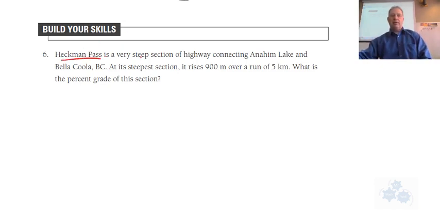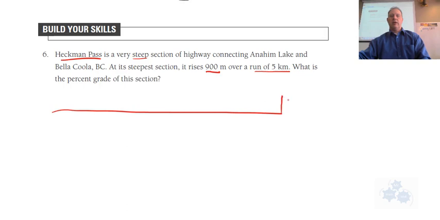So Heckman Pass is a very steep section of a highway connecting Anaheim Lake and Bella Coola, BC. At its steepest section, it rises 900 meters over a run of 5 kilometers. So we have, let's just draw this. Okay, it's a road. So we have 900 meters, and this stretch is 5 kilometers. And we're asking here for you to find the percent grade.